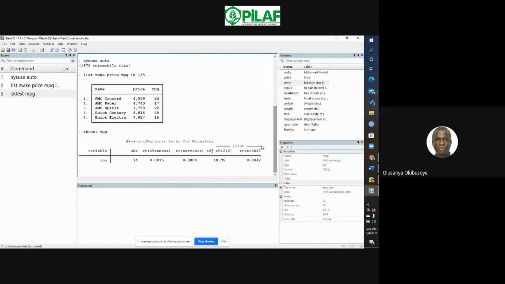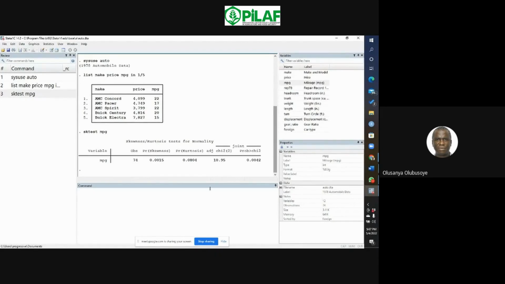The null hypothesis is the hypothesis that says the MPG is normally distributed. The alternative is the one that says it is not normally distributed. So if the p-value that you obtain here is smaller than the level of significance, in this case 0.05, then you reject your null hypothesis and conclude that the MPG is not normally distributed.